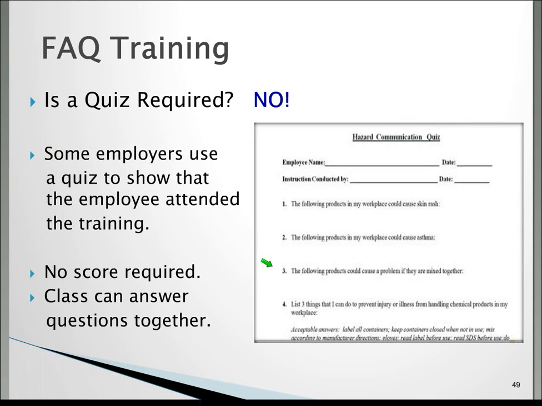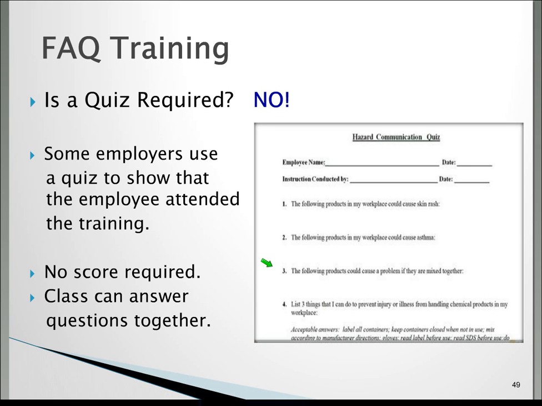Another common question we get is, is a training quiz required? And the answer there is no. You do not need to give a quiz and test people on their knowledge. Some people don't like to read, and a quiz can be very threatening. And we're not here to threaten workers. We're here to help them.